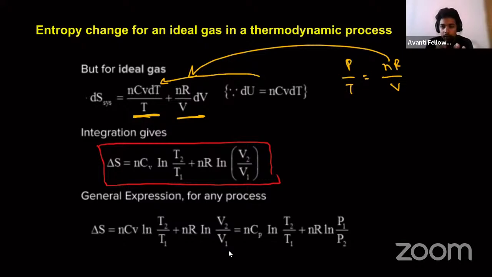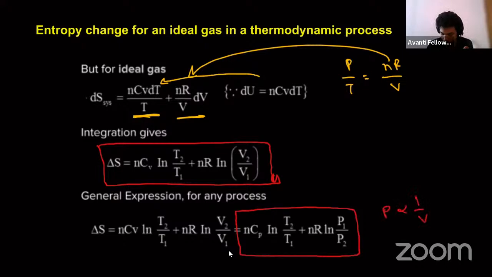So we'll be rearranging the formula based on what is constant and what is not constant. So this is our main formula. Try to remember this. And if you want to express it in pressure terms, it is nothing but nCp ln T2 by T1. And as you know, pressure is inversely proportional to volume. V2 by V1 will be, in case of pressure, P1 by P2. Exactly opposite. Nothing much difference here.